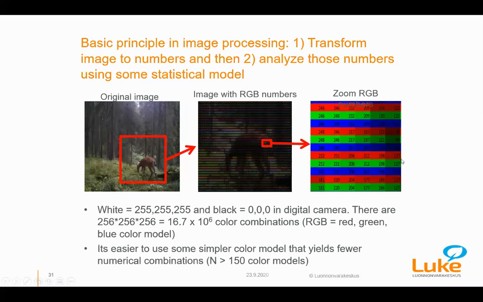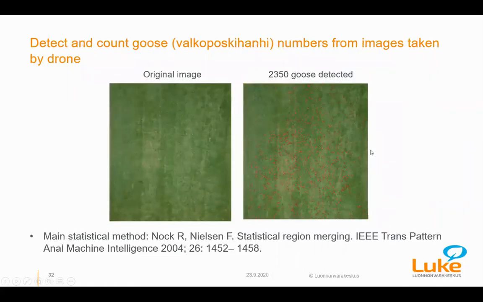Then the next example of where image processing is used is to detect and count goose numbers from these images taken by drones. You can see the original image on the left hand side, and if you just briefly look at it, you cannot really see any geese. It looks mostly green to me, but here on the right hand side you see that the methods used have been able to identify over 2,000 geese in this image.